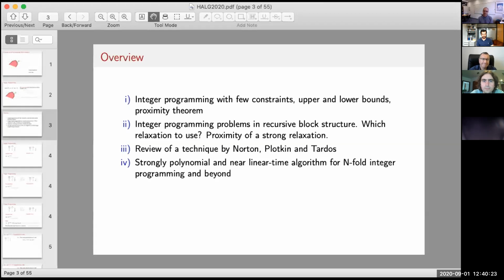And it turns out that this algorithm of Plotkin, Shmoys, and Tardos can be used to solve these strong relaxations efficiently in near linear and strongly polynomial time, and what's perhaps more interesting, also in parallel. And then we come back to this setting of n-fold and beyond. So this is the plan of what I want to do.